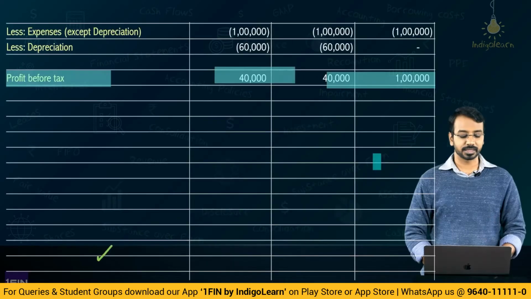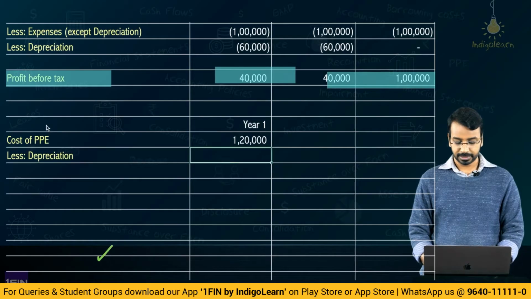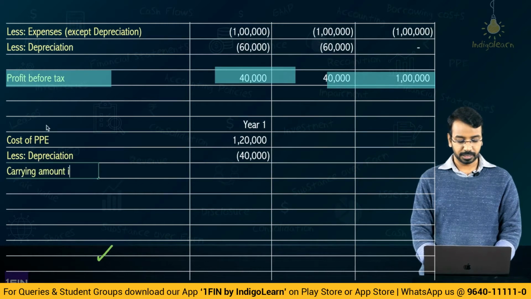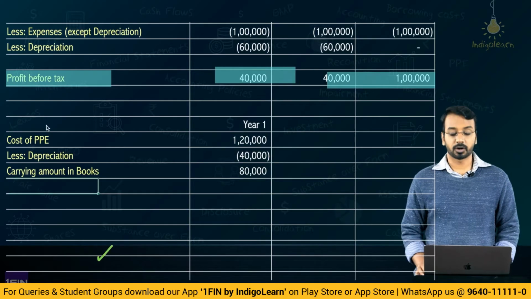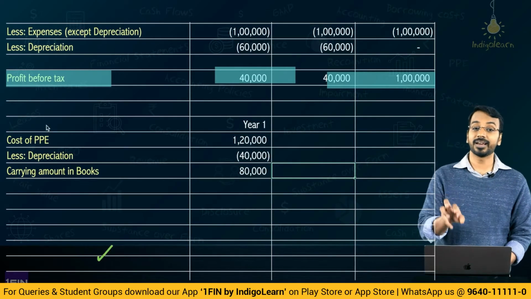Simply put, let me give you the first year's example. Cost of PPE 1,20,000, less depreciation. How much is depreciation? 40,000. The carrying amount in books is 120 minus 40, 80,000. This is your carrying amount in the books, or asset value in the books.